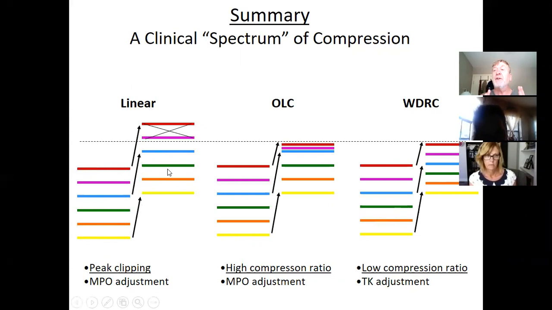So here's what linear did. Linear took soft sounds and amplified them by whatever it was set to do. It took average sounds, let's say the blue, and amplified them by the same amount. You can see the length of the arrows is exactly the same. And then look at the red. It would amplify the red by as much as it did the average and the soft inputs, but peak clipping occurred. Look at the horizontal line. And these outputs were clipped. Hence, you had distortion.